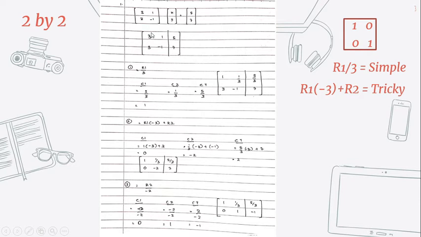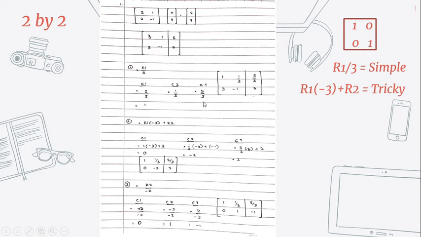For row 1, column 1, it's 3, right? We have to change it into 1. So we use the simple formula, R1 divided by 3. It will become 1 for column 1. And remember, we use this for the entire row. For column 2, R1 is 1 over 3, it's still 1 over 3. The solution column also becomes 5 over 3.